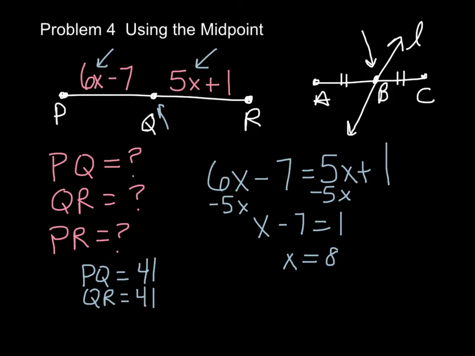Now, wait a minute. Did I really need to do that work? If you did your math correctly, you don't. Because what do we know about these two pieces? They're congruent. So we know that this length of 41 and 41, they have to be the same. So then that means PR, the whole segment, has to give me 82. So there are my 3 lengths.